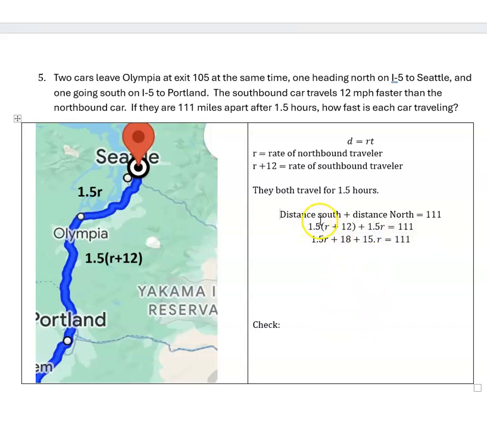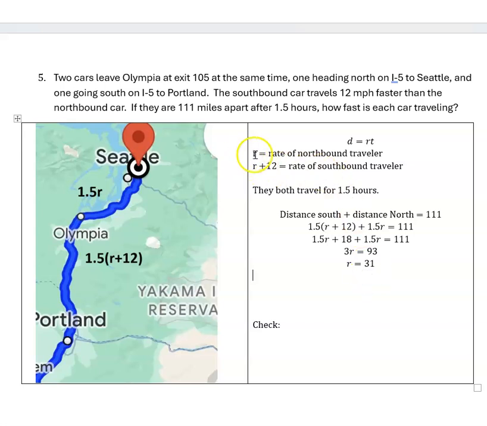I went ahead and did 1.5 times R and 1.5 times 12. Now I'm going to add the R's together. 1.5 and 1.5 is 3R. I actually wrote 15 there, but it should be 1.5. Oh, heavens, can't quite get that right. Then subtract 18 from both sides, and that's how we get 93. Now divide both sides by 3 to get 31.